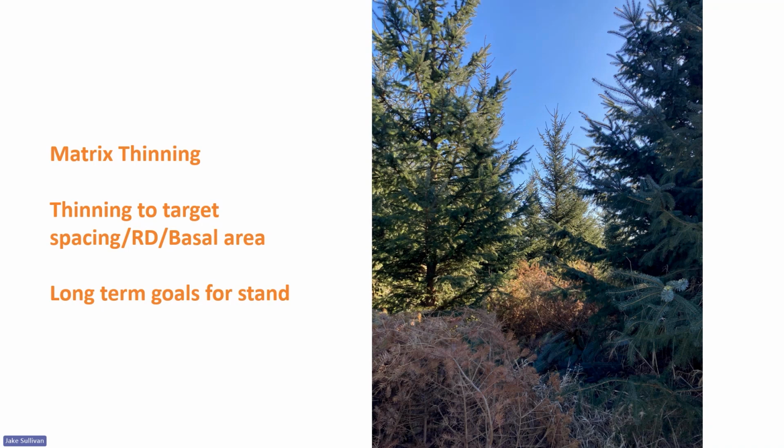There are some initial changes. So some negative responses. You can reduce in height and diameter growth, chlorotic foliage, and damage or mortality associated with increased exposure, like sun scald. These negative responses are usually called thinning shock, and it's attributed to immediate changes in the microclimate of the stand.